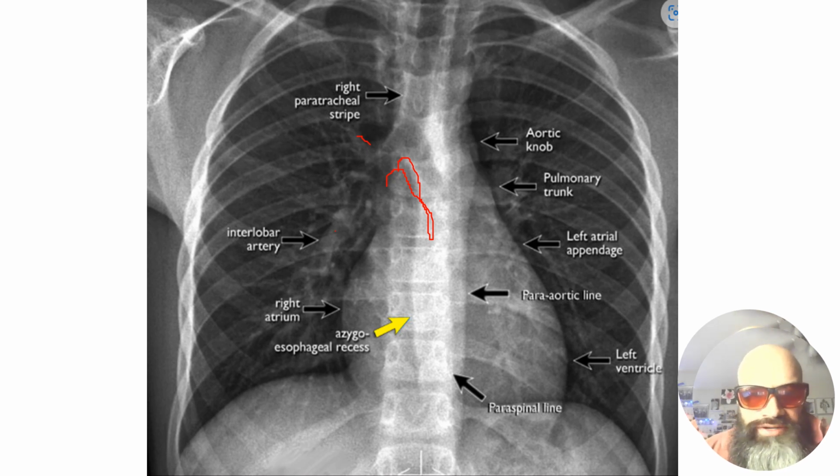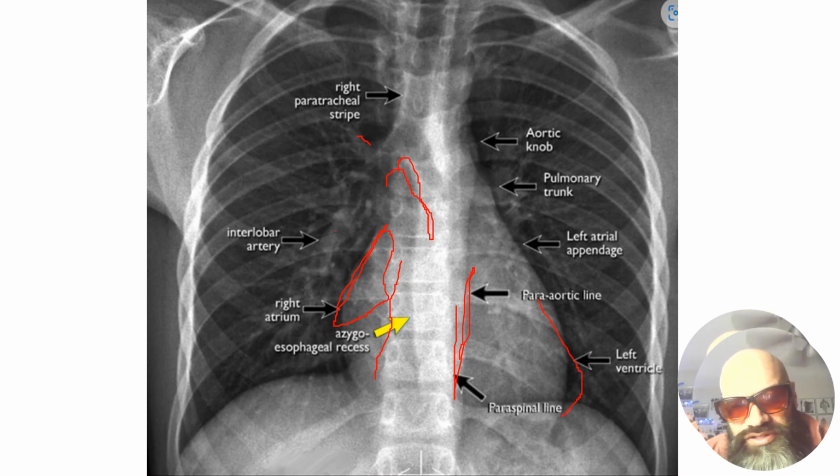Right atrium is over here. And we have the paraspinal line here where the thoracic spine is seen behind the heart. Okay, so that is a good picture there. Left ventricle is located over here in this region, and then we have our pulmonary trunk here as well. Okay, good nice border there.